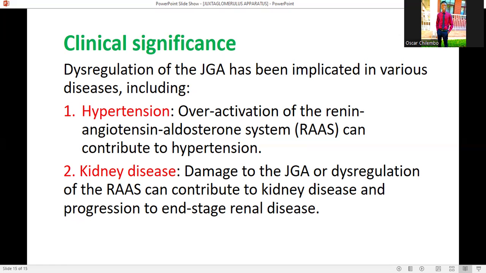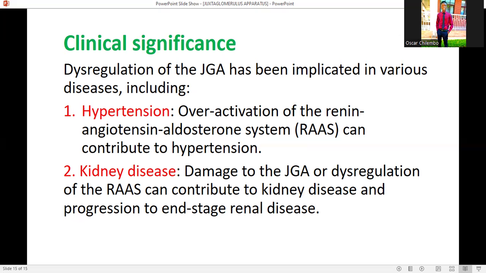At this point, everything is abnormal. Okay. So damage to the juxtaglomerular apparatus or dysregulation of the RAAS can contribute to kidney disease and progression to end-stage renal disease. Because these toxic substances, if they are not well filtered, can easily destroy your kidney. Okay. So those are the clinical significances on that one.